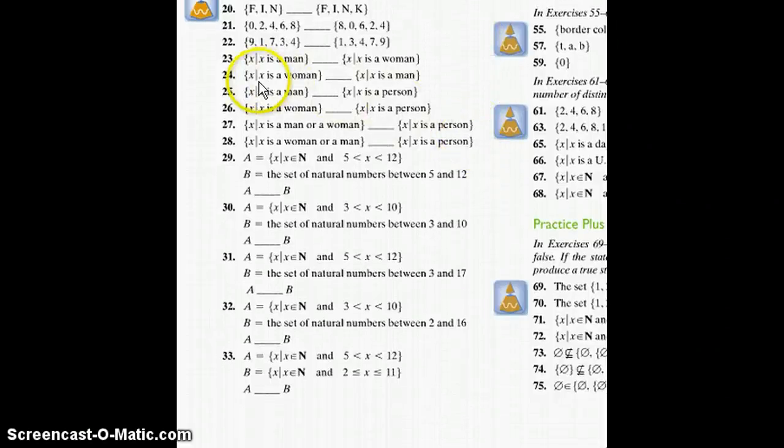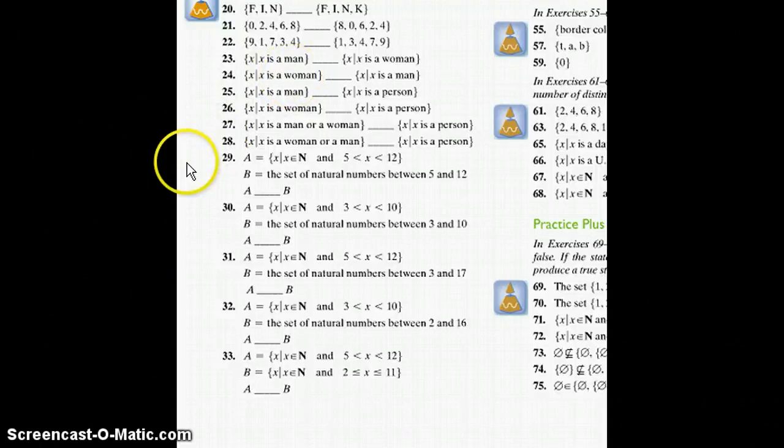Okay, so let's try. How about this one? 24. The set of women, and here the set of men. Is the set of women a subset of men? No. Is it a proper subset? Well, it's not a subset, so it can't be a proper subset. So it's neither. And I'm not talking about any strange operations on body parts.